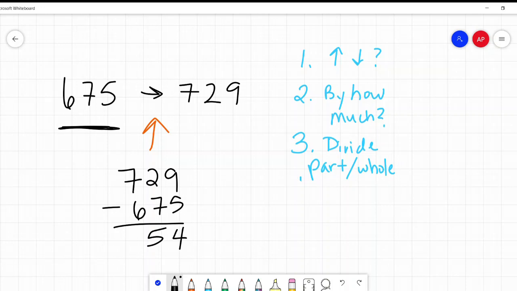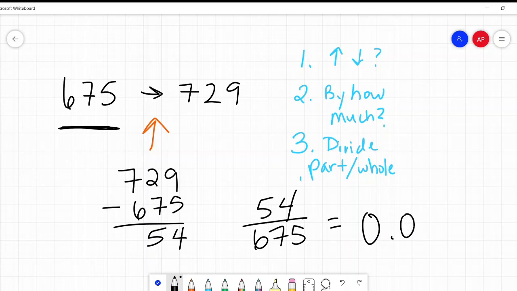So we want to divide the part by the whole. 54 is what part of 675? Like, how much of 675 is this part? That one I can't do easily in my head. 54 divided by 675 is 0.08. And we use our little knowledge about percent conversion to say that that is the same as 8%.